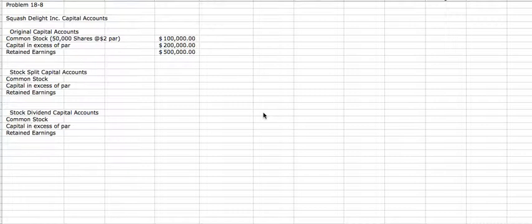Alright, so all we're doing is we're splitting stock here. A stock split just simply splits the stock and splits its par value as well. So really all that happens under a 2-for-1 stock split is now we have 100,000 shares outstanding at $1 par value. Okay, we just split the stock. Nothing happens to the accounts or the balances.